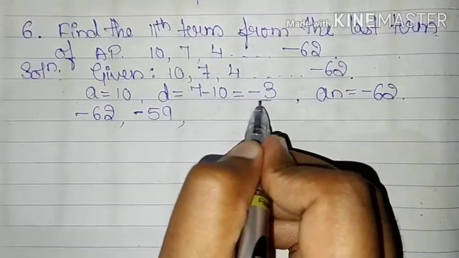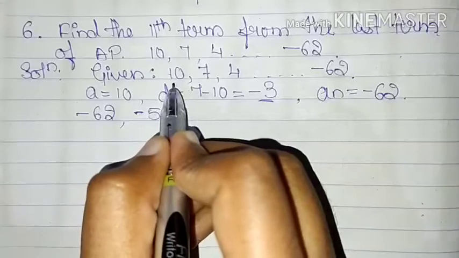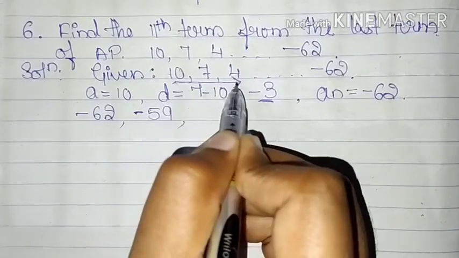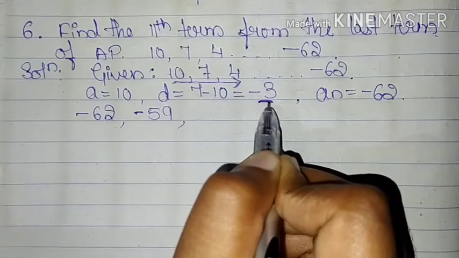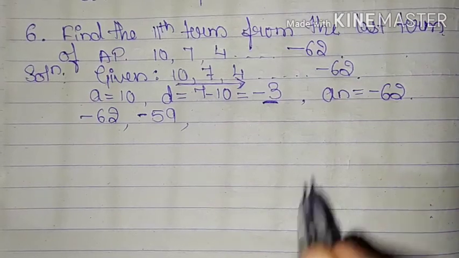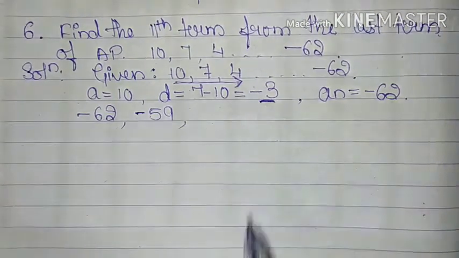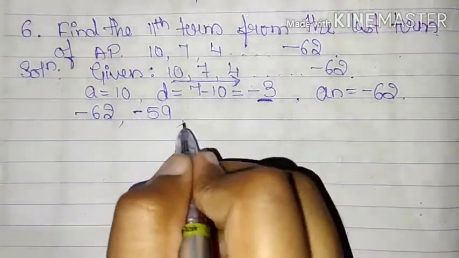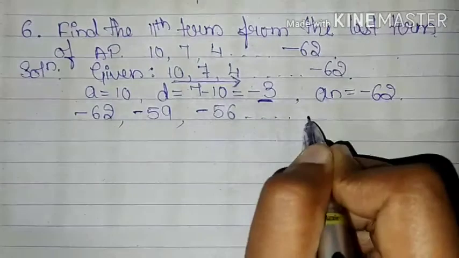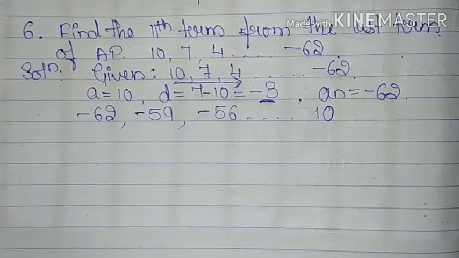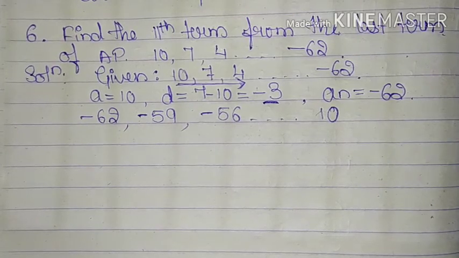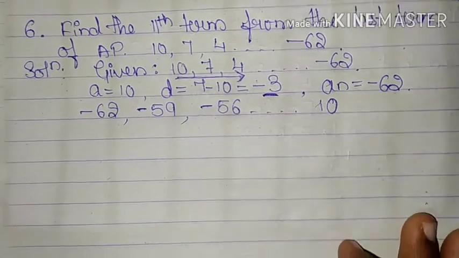Because the difference is minus 3 when I write the AP in the given order, the order in which they have given in your textbook. If I write the AP in that order, then the common difference is minus 3. Now I am trying to write the AP in reverse order. Then the common difference will have the sign plus 3. Okay, so now minus 59 and the next term is minus 56 and so on up to 10. Now can you not find the 11th term of an AP? Pause the video and try to find the 11th term. I will tell you the answer.